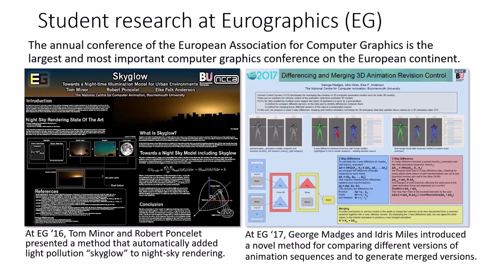And yeah, the first one was, yes, incredibly prestigious. And Tom Miner and Robert Ponslet, so two students, they presented a method that would automatically add light pollution to night sky rendering. So things that artists would usually paint into things or do through post-processing.